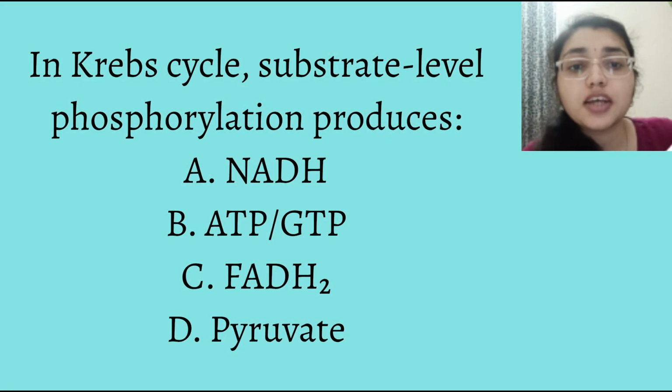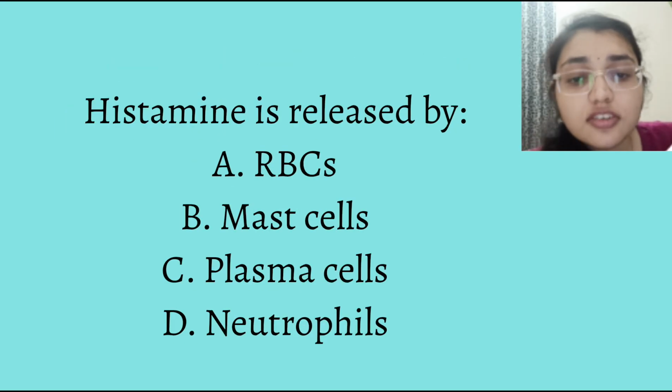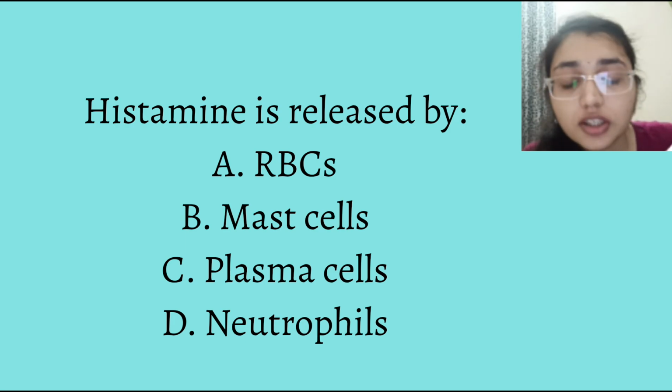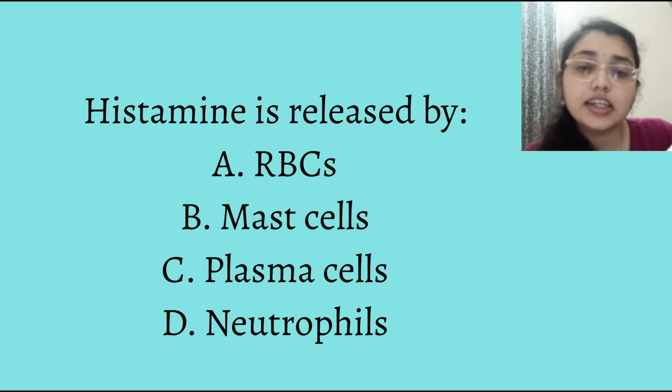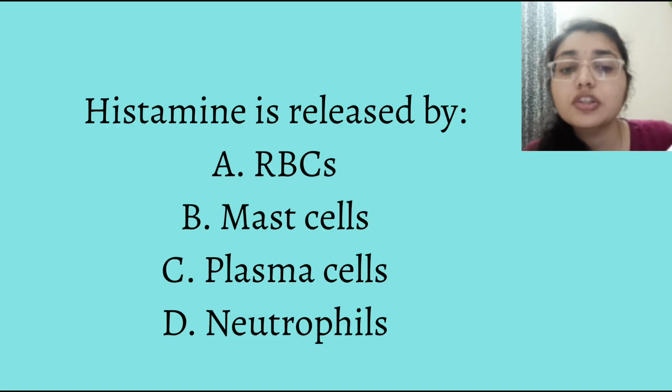In the Krebs cycle, substrate level phosphorylation produces ATP and GTP, that is option B here. Then histamine is released by, we have to tell, histamine is released by: option A, RBCs; option B, mast cell; option C, plasma cell; option D, neutrophils. So histamine is released by the mast cells.